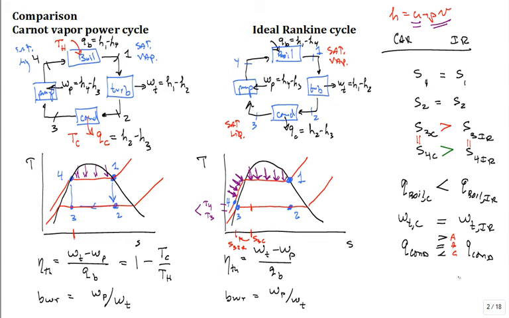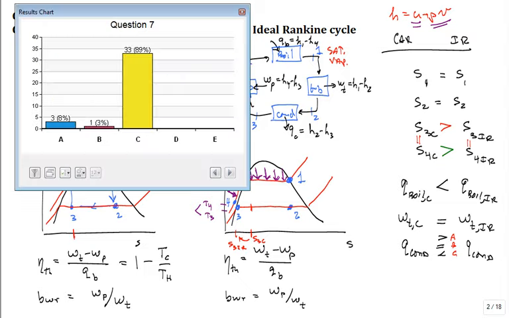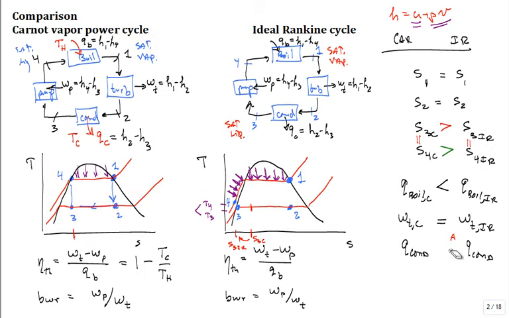So, which one is correct? C. Oh, let me get the thing up here and grade it. Oh, very nice. Only a few people are confused. All right, so that one, like that. And maybe I should put on there, this whole column is Carnot, this whole column is ideal Rankine.